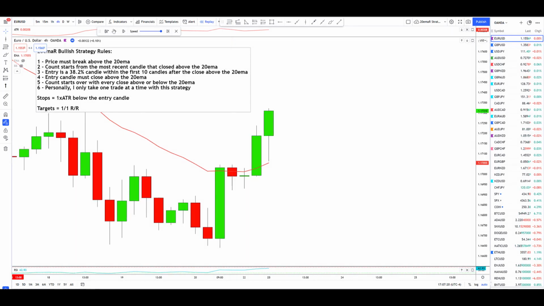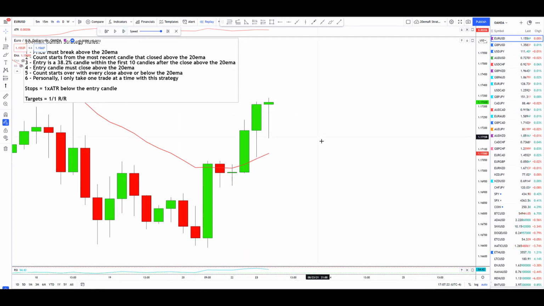So let's go ahead and push the market forward. Does that look like a 38.2% candle? Well, we can easily take a Fibonacci retracement and see that it is. Remember, for a 38.2% candle, we just need to ensure that the entire body of the candle is above the 38.2% retracement. So going over those rules really quickly one more time, because they're super simple.